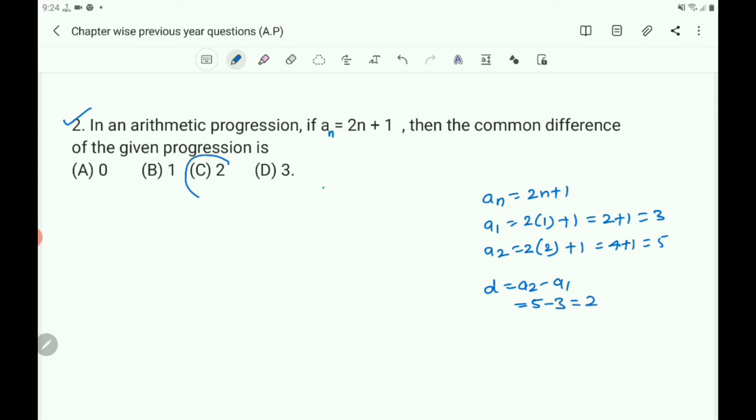So here is the answer. The option C, 2 is the answer. You got the value 2, so you write that. Therefore the answer is C, that is 2. The common difference is 2.